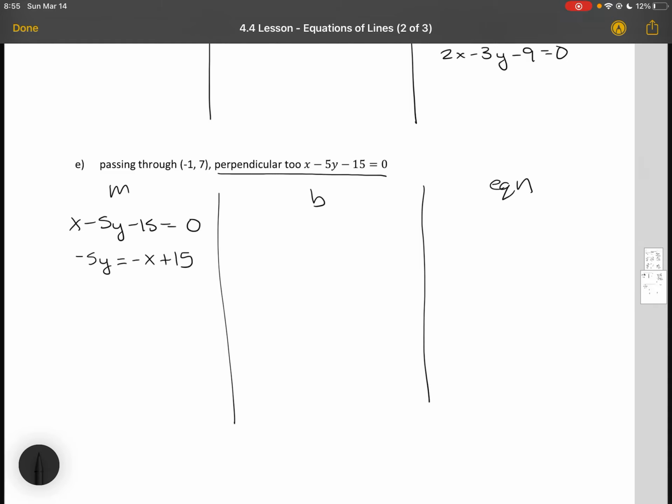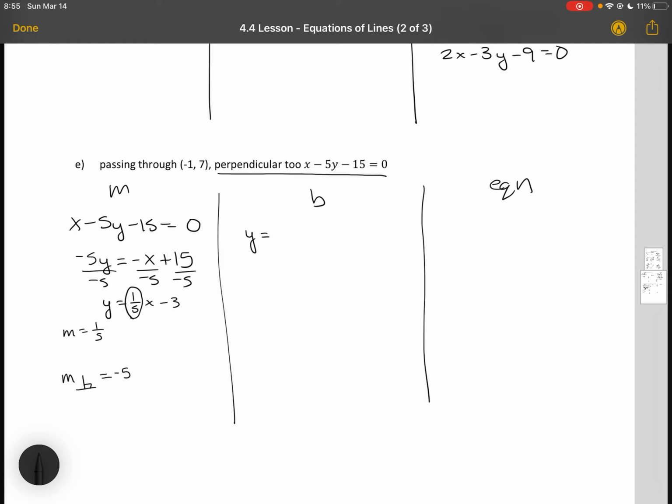So I'm going to move everything over onto the right-hand side except for y, and then I'm going to divide by the number that's in front of the y to make sure that it's by itself. And then I can see that the slope of the line that I'm given is 1/5. So that means that the slope of the line that I'm looking for has to be perpendicular to that, which means I'm going to flip the fraction and change the sign.